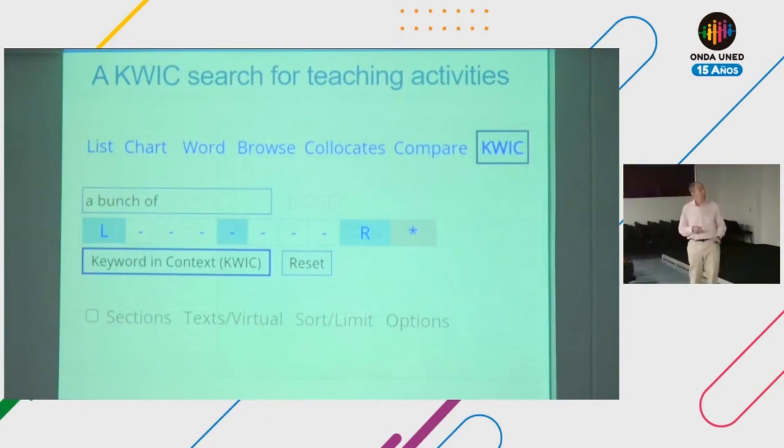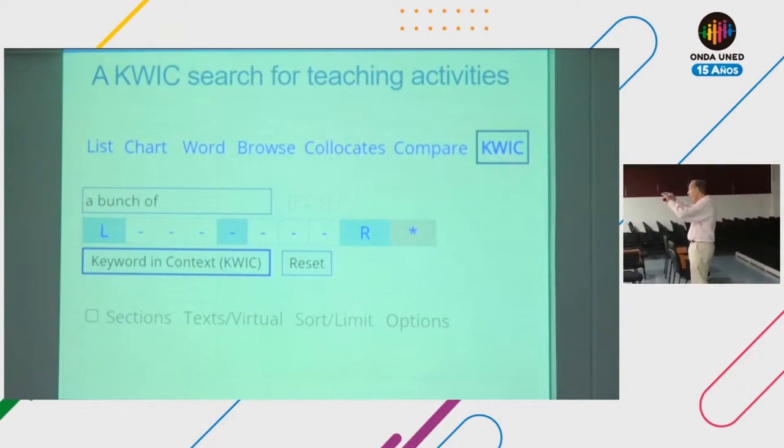There's the really important one. We did a chart search and a collocate search, which is there. The chart search told us what kind of language it is. Is it academic or is it blogs? And it told us, is it becoming more popular or less popular? And there really wasn't much of a change.